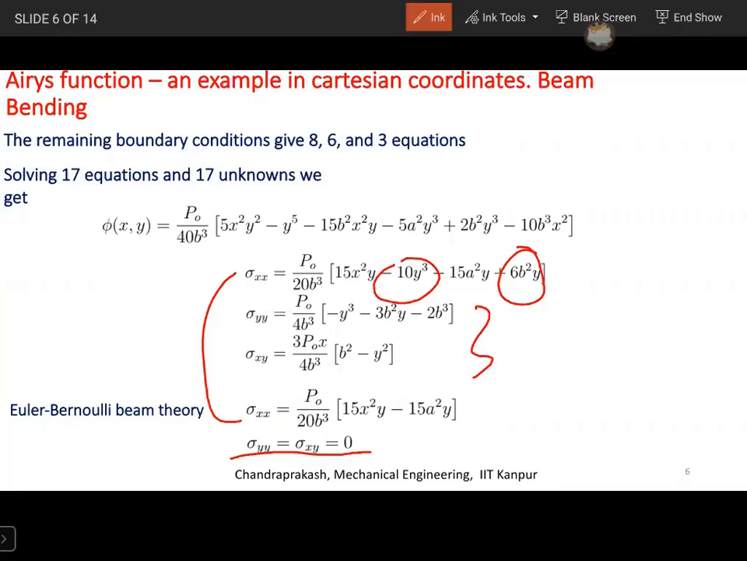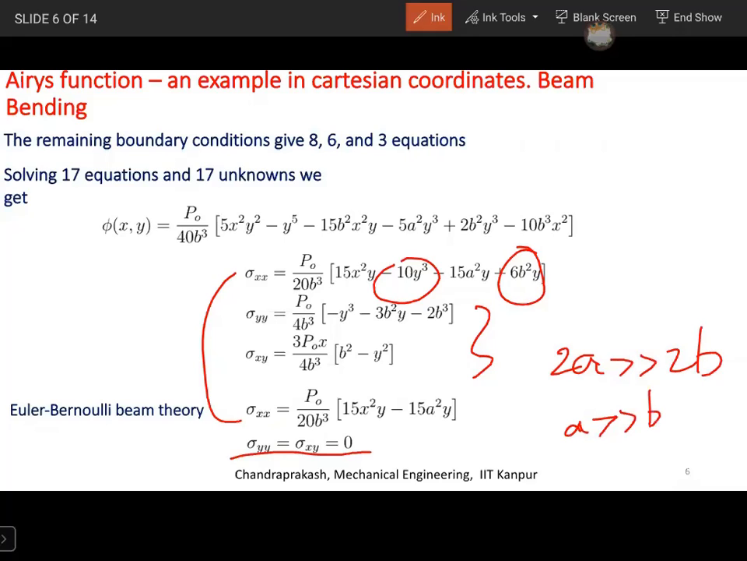Which ones? The Euler-Bernoulli beam theory does make some approximations. The primary approximation is that planar sections perpendicular to the cross section remain planar. That's the first one. And second, while deriving Euler-Bernoulli beam theory, we have made an assumption that the length of the beam should be much longer than the cross-sectional dimensions. And here the length of the beam was 2a. So if Euler-Bernoulli beam theory has to be applicable, 2a must be much greater than 2b, which basically means a is much greater than b.